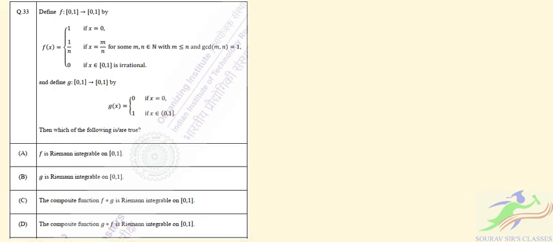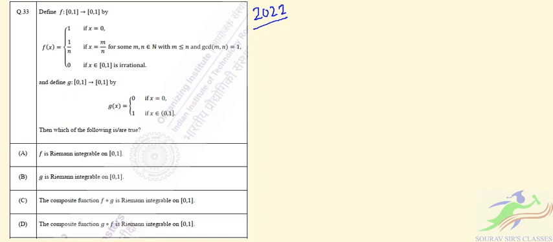Hello, so this is question number 33 from the 2022 IIT JAM Maths paper. Here it is given that in the closed interval 0 comma 1, the function f(x) is defined.